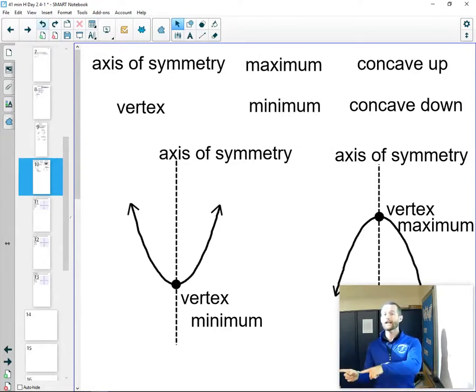Now, a parabola either has a maximum or a minimum. It will never have both. A quadratic, a parabola, will never have both a maximum and a minimum. It only has one, depending on whether the vertex is the low point or the high point. So keep that in mind.